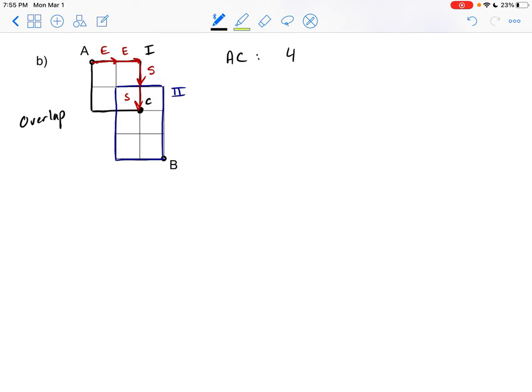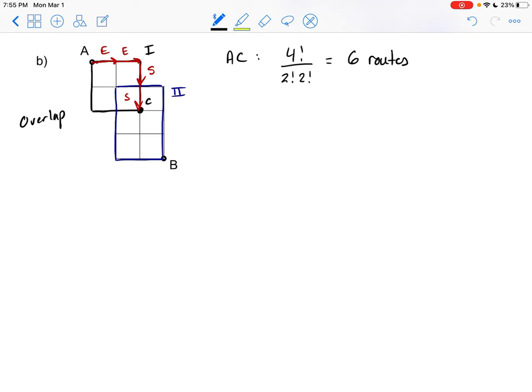So we'll write that like that, which gives us 6 routes of getting from square A to square C, or point A to point C.